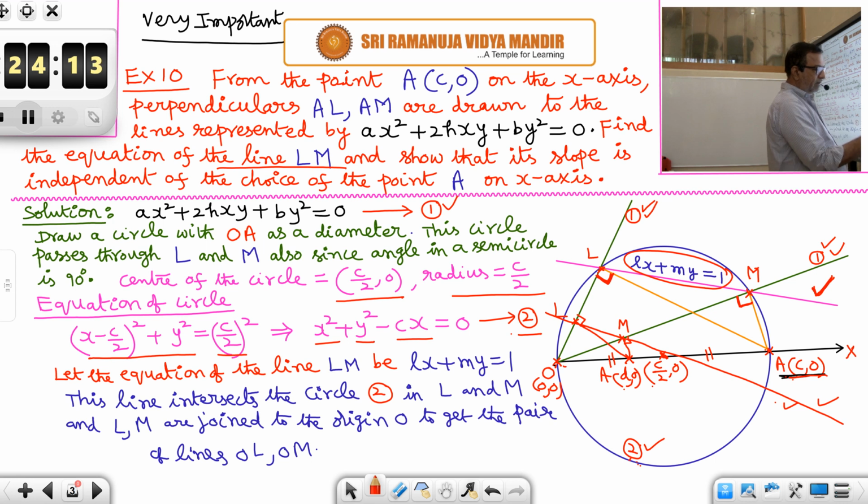line only. So like this, if you change this point A on the x-axis, you get a series of parallel lines only. Parallel lines you will get whose slope is the same. Okay. So that is the point here. So this is very, very important.